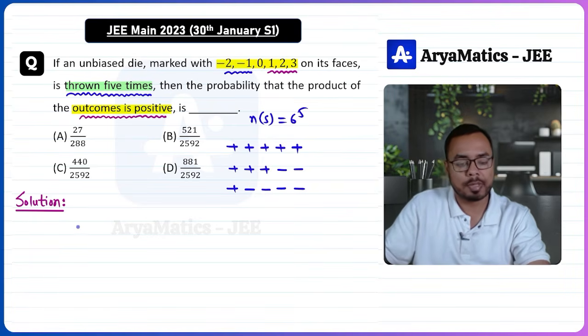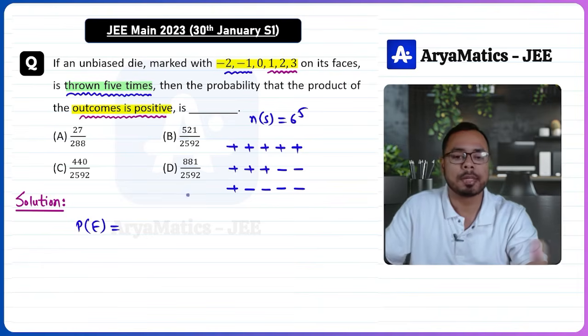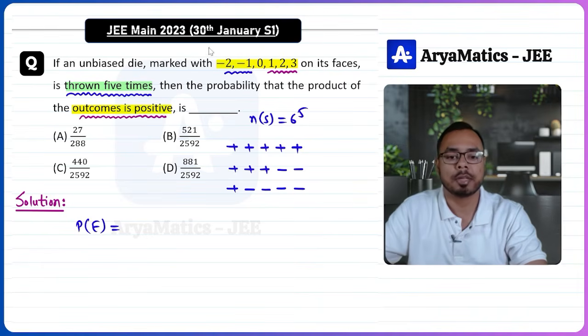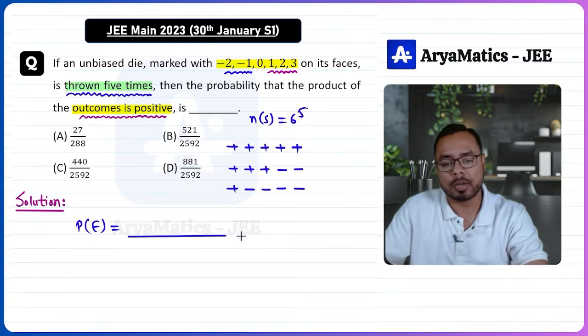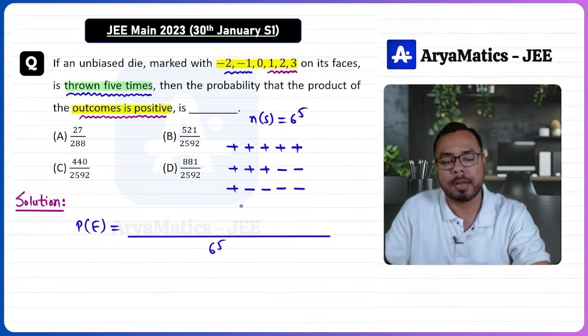Let us say E is the event that all outcomes are positive. So the probability of A will be the number of favorable cases divided by the total number of cases. As we have discussed earlier, the total number of cases is 6 raised to 5, right? Because for each of the 5 outcomes, we have 6 possibilities.